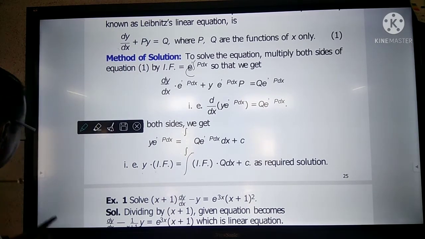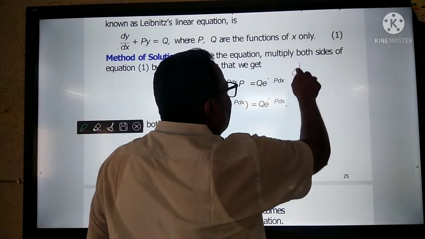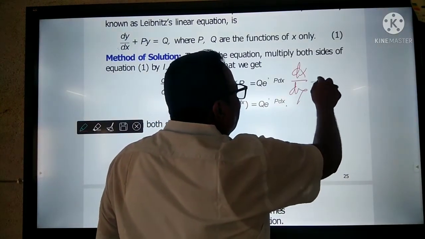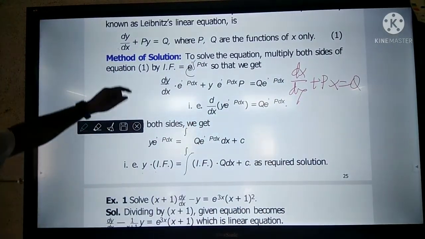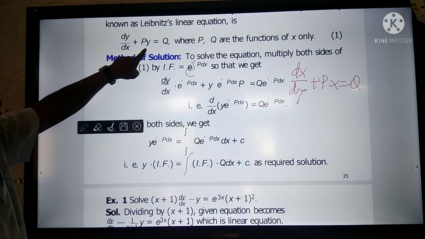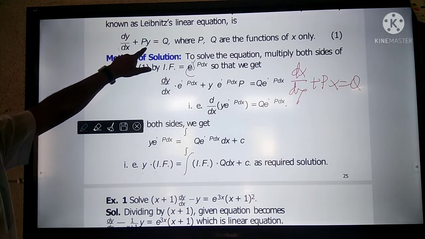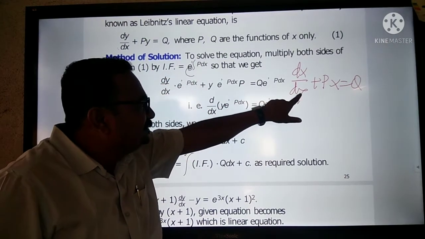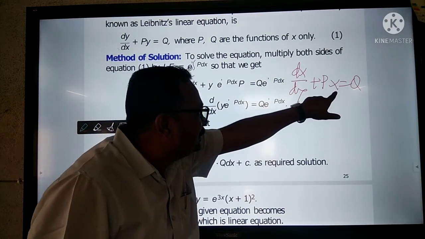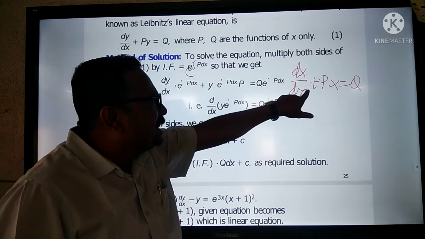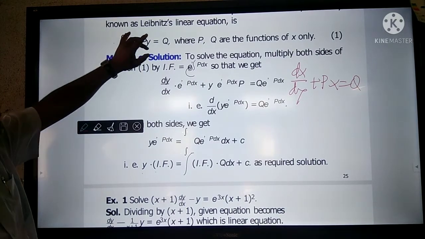Remember one thing, I want to write one equation here, that is dx by dy plus p into x is equal to q. Now see this one, dy by dx plus py is q. This is linear in y, we say, because y is the dependent variable. This is also linear, and here the dependent variable is x. So this is dx by dy plus px is q, and this is dy by dx plus py is q.